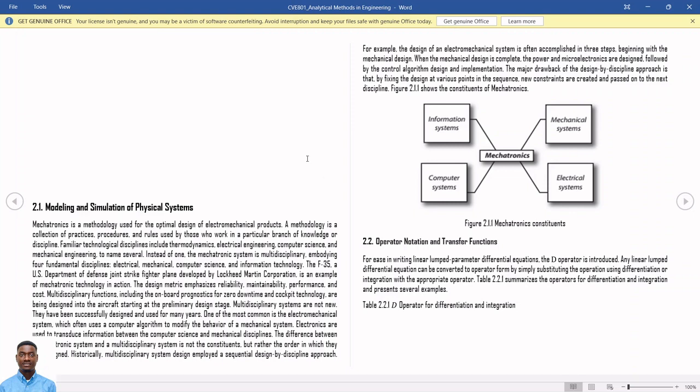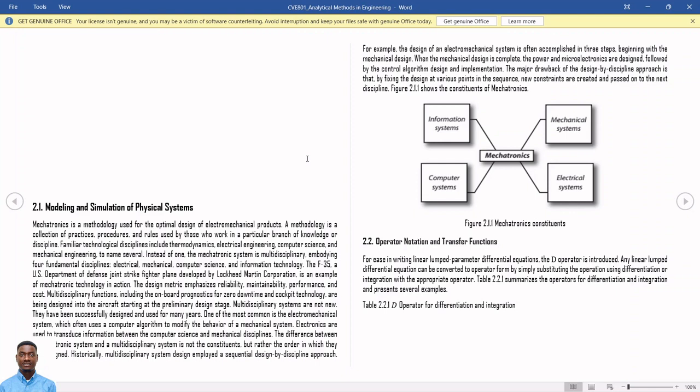So before we move on, we want to look at what mechatronic system or mechatronics itself is. So mechatronics is a methodology used for the optimal design of electromechanical products. We all have heard of the word mechatronics, and what it is actually used for is to create electromechanical products that perform optimally. So mechatronics itself is a methodology by which we can create electromechanical products that will perform optimally in whatever area we deploy them to.